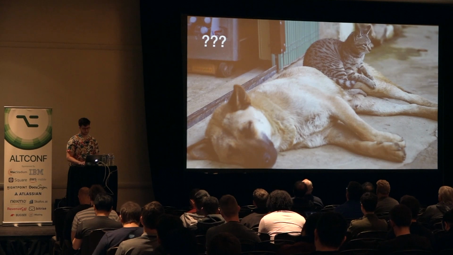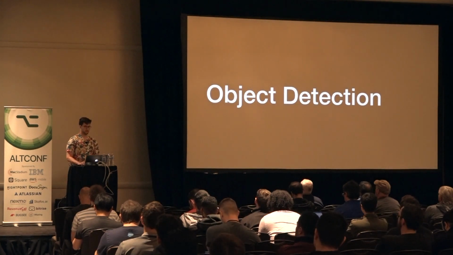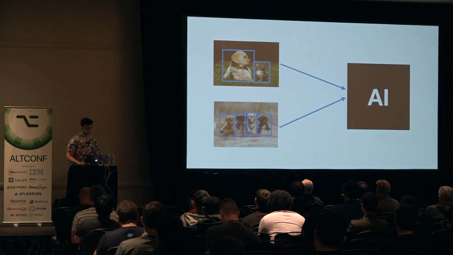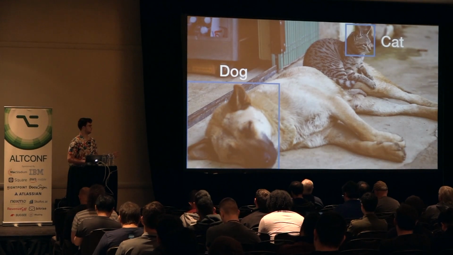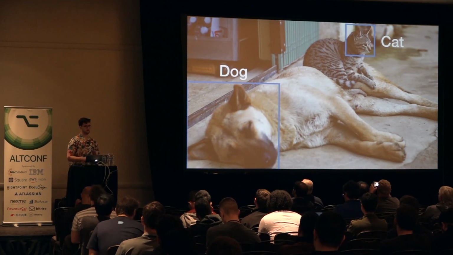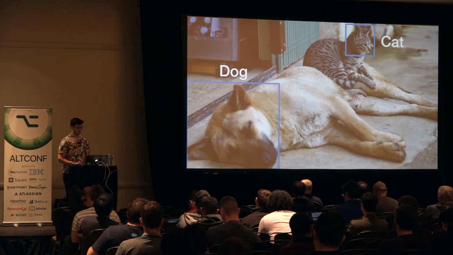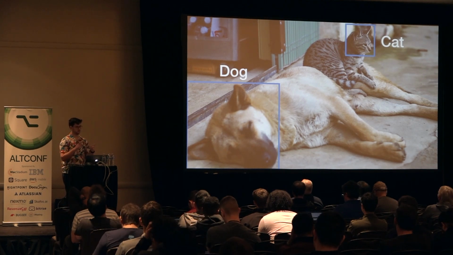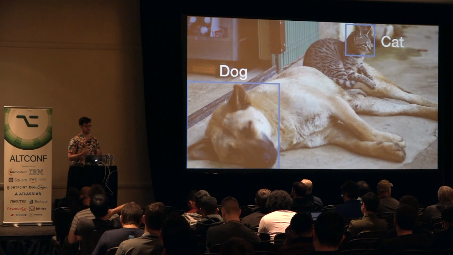So what we need is object detection. And what object detection gives us is the ability to detect dog and cat, both of them, and where they are in the photo. And this is way, way more useful because most of the times when we're taking pictures of things, there's plenty of things going on in the photo. And with object detection, we can get a more holistic view of what's actually going on.